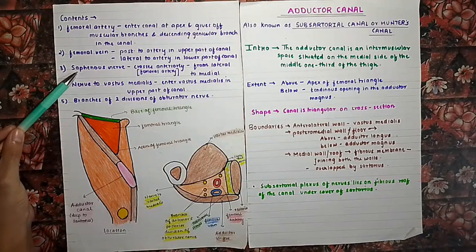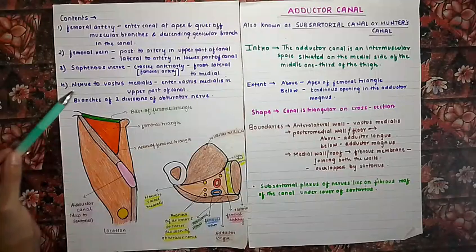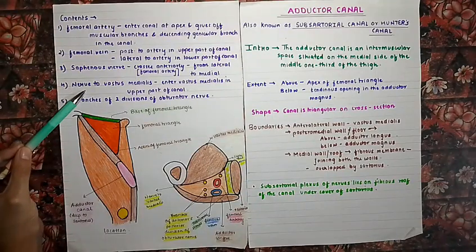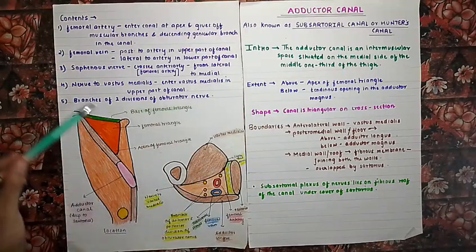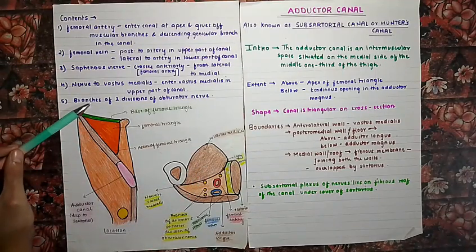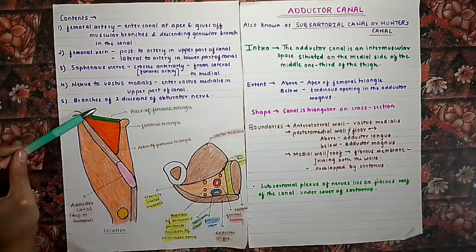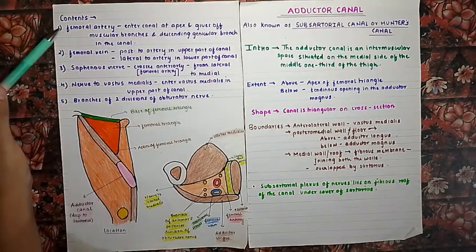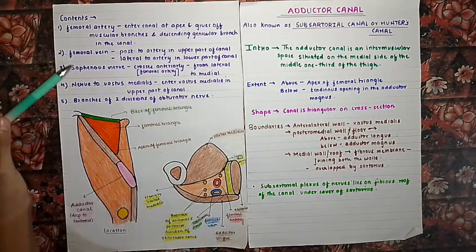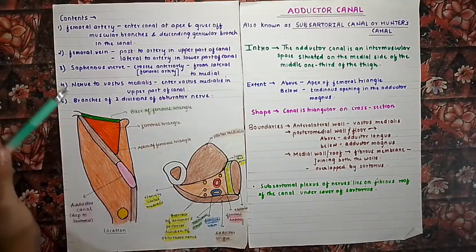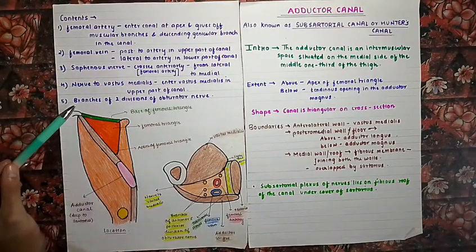Saphenous nerve, which crosses anteriorly from lateral to medial side to the artery. Nerve to vastus medialis, which enters the vastus medialis in the upper part of the canal. Then we have branches of 2 divisions of the obturator nerve. So these were the contents, which includes femoral artery, femoral vein, saphenous nerve, nerve to vastus medialis and branches of 2 divisions of obturator nerve.